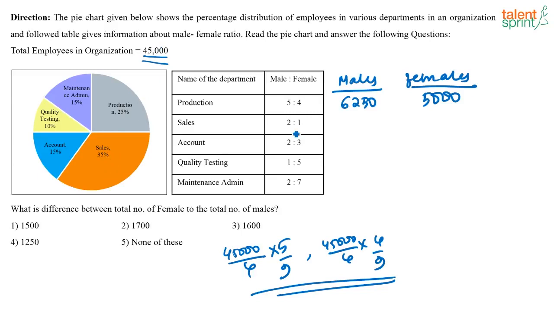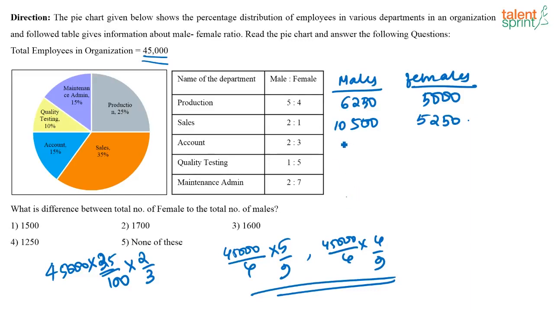Out of this, male and female are in the ratio 2:1, right? So I'm just doing 1 or 2, remaining you can try it out on your own in your leisure time, right? Into 35 by 100, right? 35 by 100 into 2 by 3. This will give you the number of males in sales, and I think when you solve it, you will get it as 10500. Females is half of that, that is nothing but 5250, correct? Similarly, you have to find out for the others also.